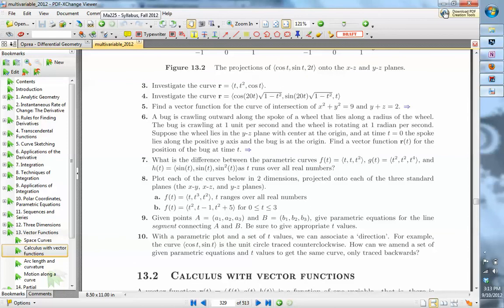Find a vector function for the curve of intersection of x squared plus y squared equals 9 and y plus z equals 2. What is x squared plus y squared equals 9? What kind of object is it? It's a circle, true, or it's a cylinder, also true. How can they both be true? It depends on how you look at it.